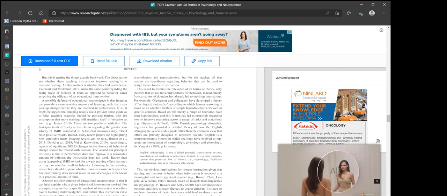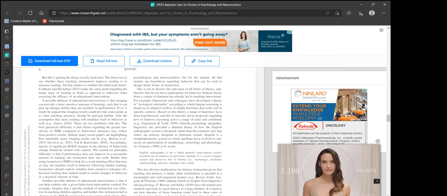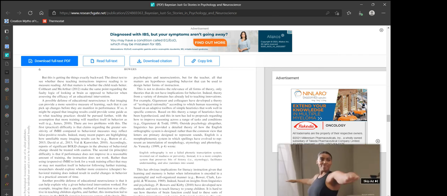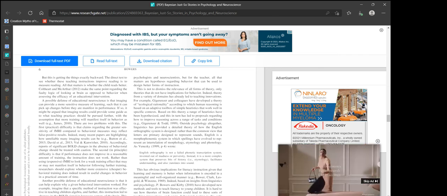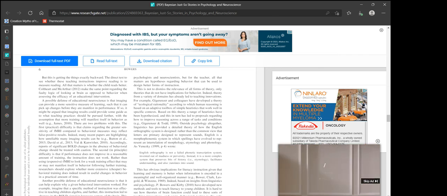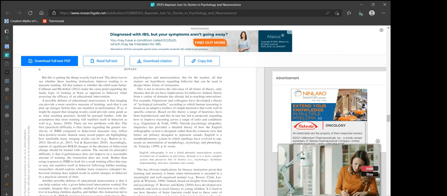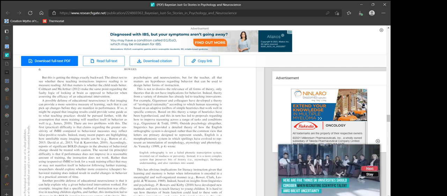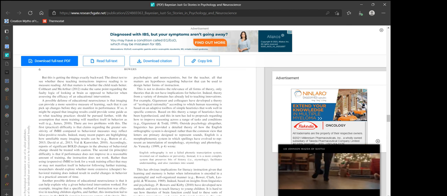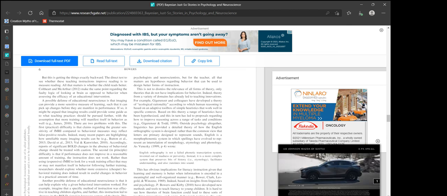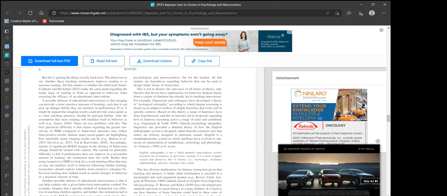But this is getting things exactly backwards. The direct test to see whether these teaching instructions improve reading is to measure reading. All that matters is whether the child reads better. Coulthart and MacArthur, 2012, make the same point regarding the faulty logic of looking at brain as opposed to behavior when assessing the efficacy of an educational intervention.